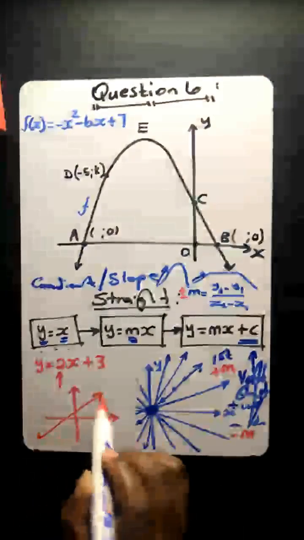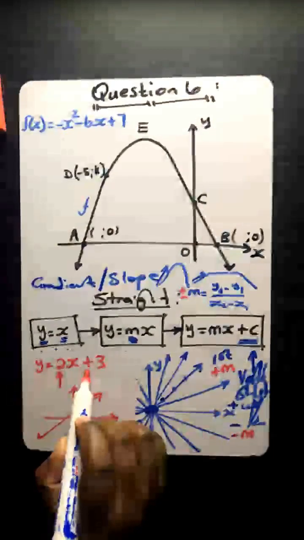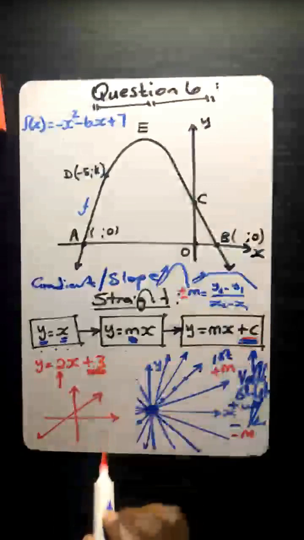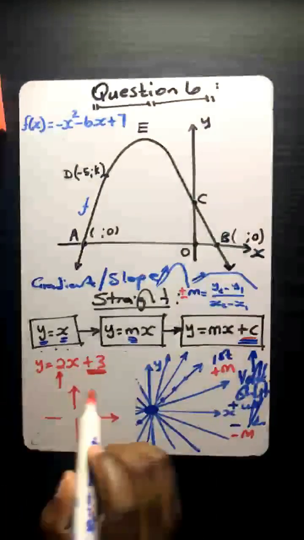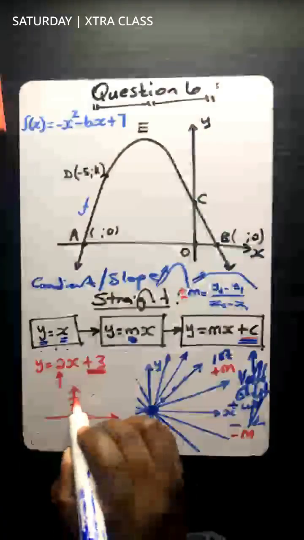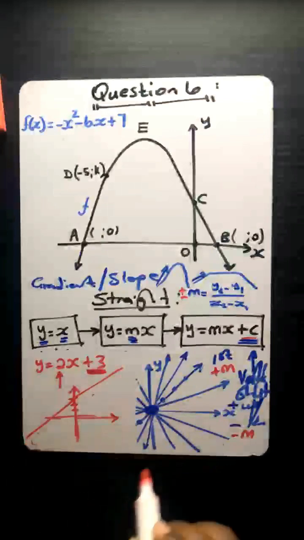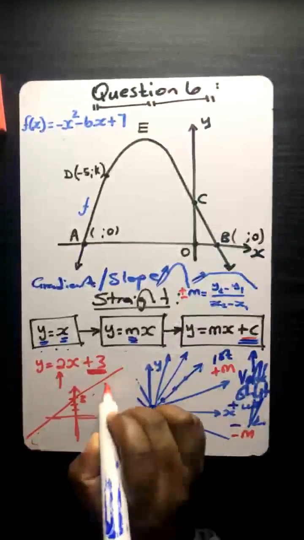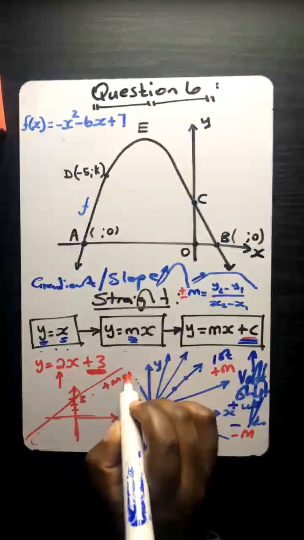Because of this constant being positive, it means that line has actually shifted upwards by 3 units. So that means it's going to pass at 1, 2, 3, having a positive gradient. So that means we're talking about that type of a line passing through 3 and having a positive gradient, which is equal to positive 2.